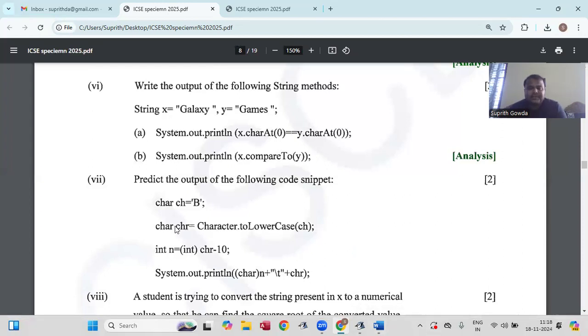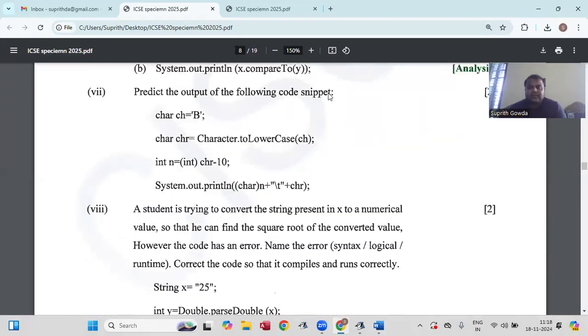Okay, next, predict the output for a snippet. So character B, what is the ASCII value of B? 65 and 66. Character ch, toLowerCase of ch. The ch value is capital B there, toLowerCase means small b. So what is the ASCII value of small b?